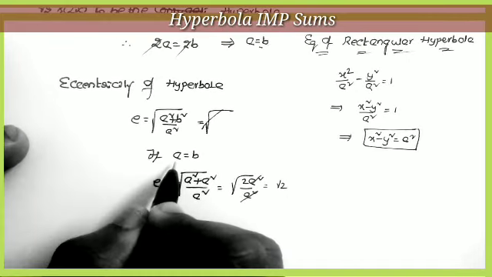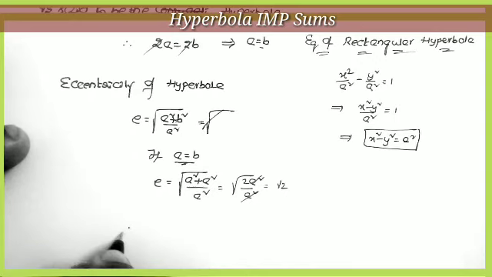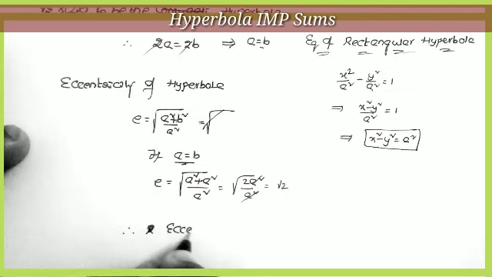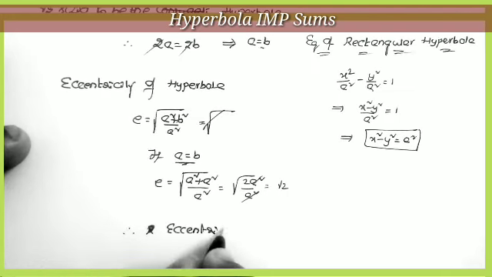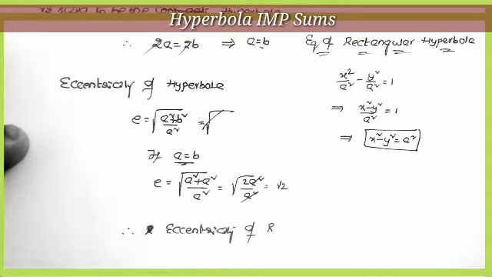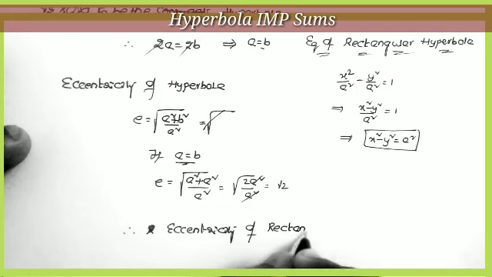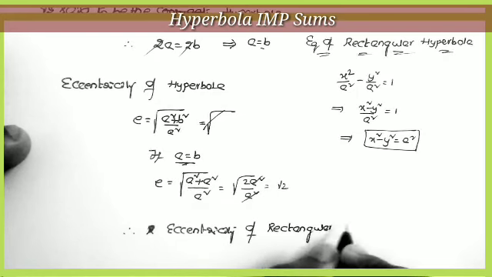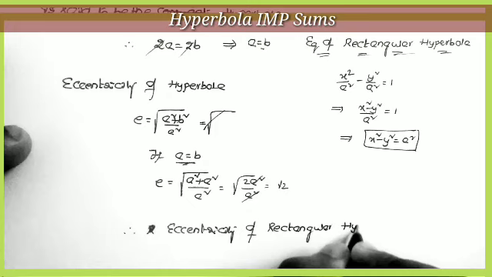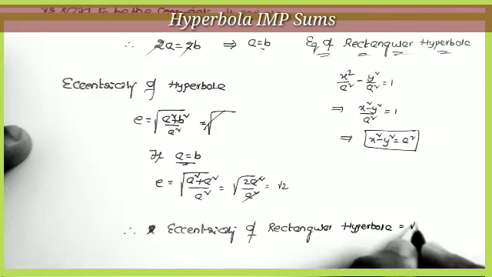That is, when we take a equal to b, what do we get? The eccentricity value root 2. So this is nothing but the eccentricity of the rectangular hyperbola. That value is equal to root 2. Therefore, the eccentricity of the rectangular hyperbola is equal to, what is the answer? Root 2. That's all, this is the answer. The most important 2 marks question. Okay.